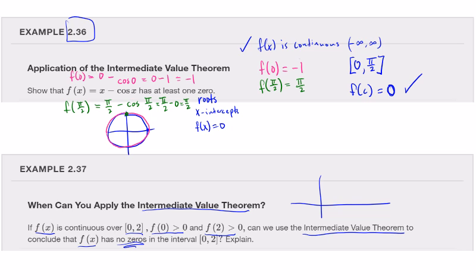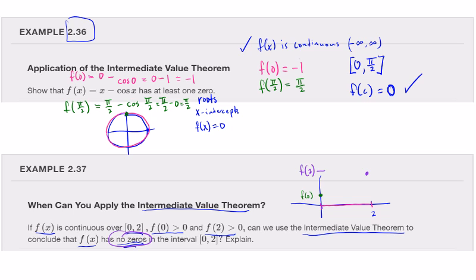So let's say we're going from 0 to 2. We have this interval, right? From 0 to 2. And what they tell us is that f of 0 is greater than 0, right? So that means there's some point on the graph up here above the x-axis, right? So this would be f of 0. And they're telling us that f of 2 is also greater than 0, so it may be up here, right? So over here we have f of 2. Now, they're saying, can we say that there are no zeros in this interval from 0 to 2?